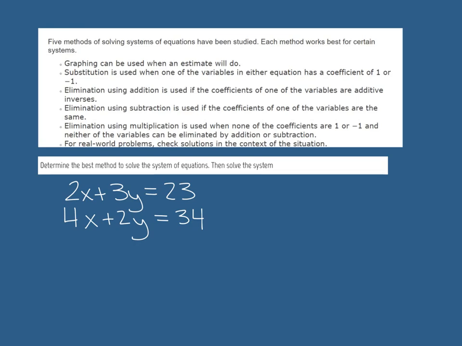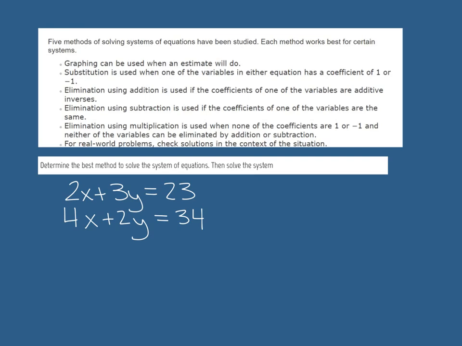Alright, so substitution is typically done when one of the variables in either equation has a coefficient of 1 or negative 1. So substitution is where you get one variable by itself and plug it into the other one. Elimination using addition is used if the coefficients of one of the variables are additive inverses. So like if you have 4 and negative 4, you would use elimination using addition. Elimination using subtraction is used if the coefficients of one of the variables are the same. So if like you have 4x and 4x, then you use elimination with subtraction.